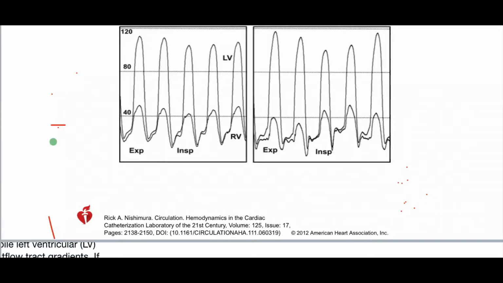That's important. During inspiration, more blood comes to the right side and less blood comes to the left side. You agree? That's why there is discordance, and this is physiological. My question is, why do we have less blood coming to the left side during inspiration?